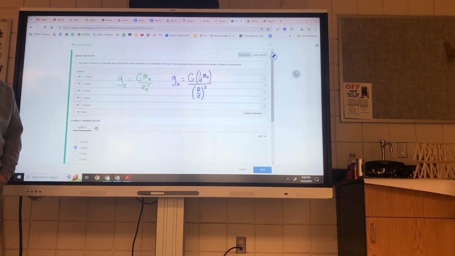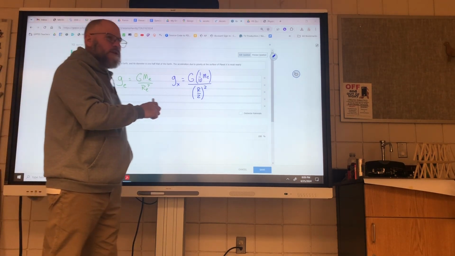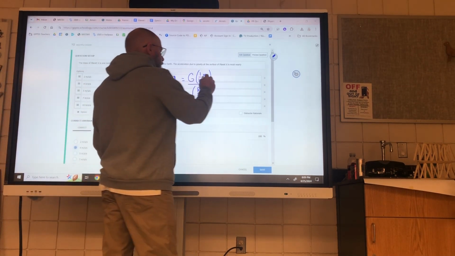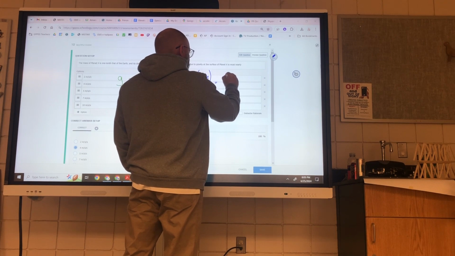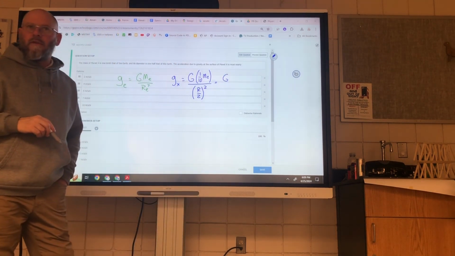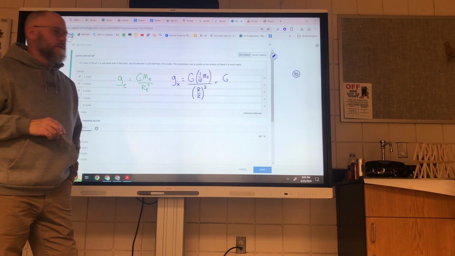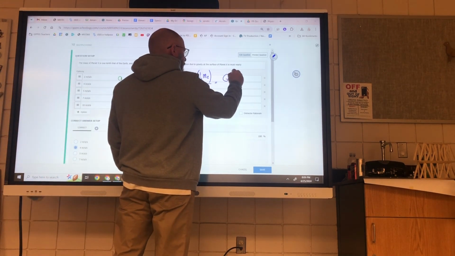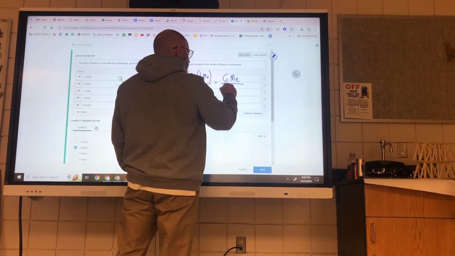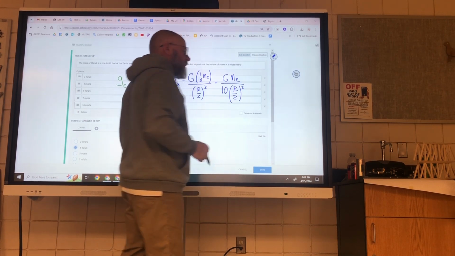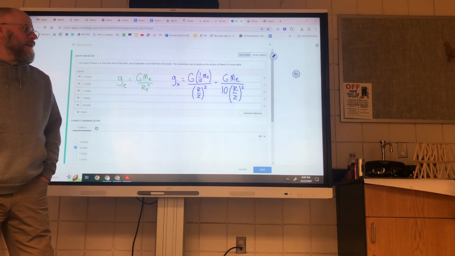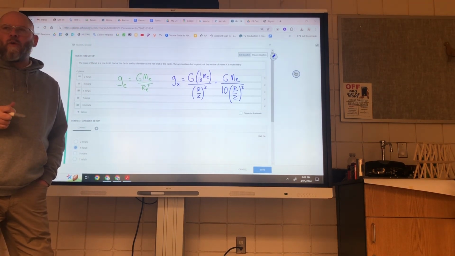Now, this is actually kind of hard. Oh, I just realized what I did wrong. Okay, this is actually kind of hard because to massage this thing, we've got to figure out what's going on. Basically, I have G on top, correct? What else is on top? Definitely M E. But the 10 is in the bottom, and I still have this R over 2 squared in the bottom, right? But when you divide by a fraction, what are you really doing?